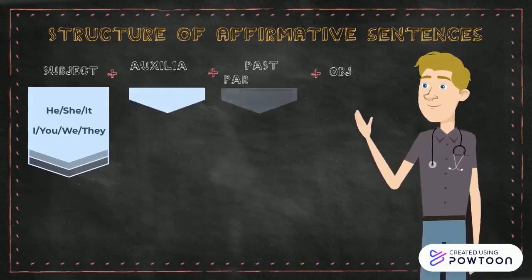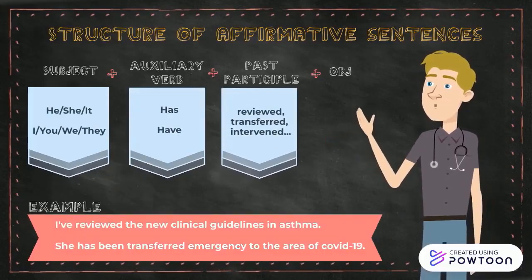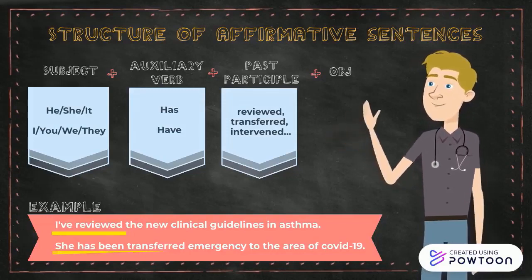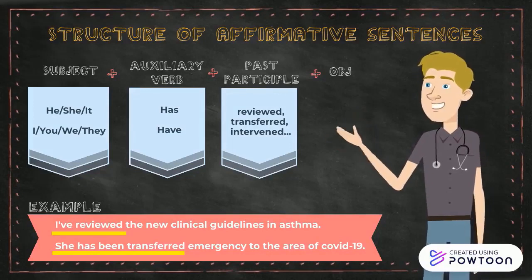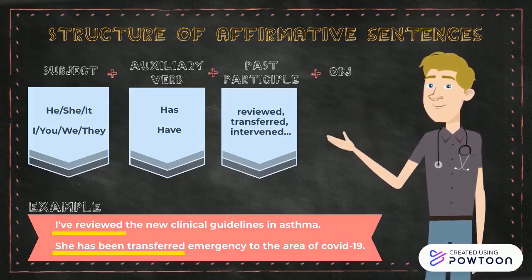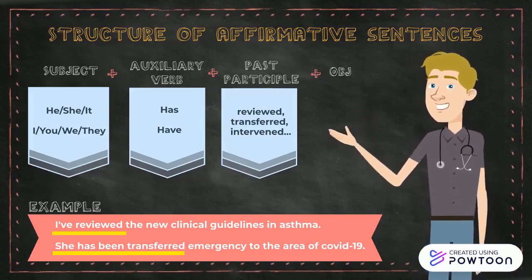Structure of affirmative sentences in the present perfect tense. Subject plus auxiliary verb plus past participle plus obj. Example of affirmative sentences in present perfect. I've reviewed the new clinical guidelines in asthma. She has been transferred emergency to the area of COVID-19.